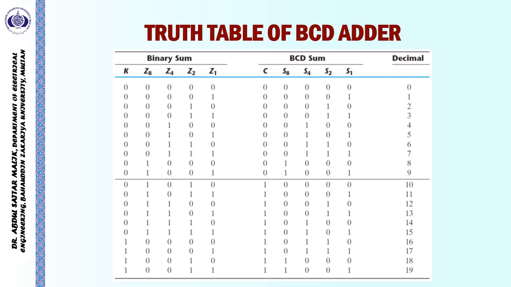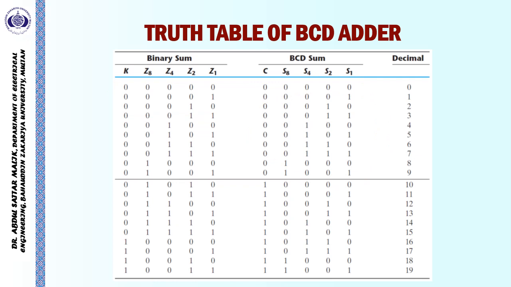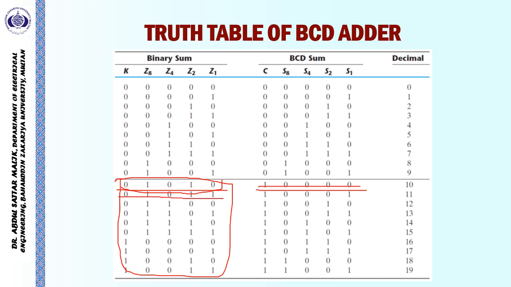So if we closely look at these tables, when the binary sum is less than or equal to 9, then there is no difference between the binary sum and the BCD sum. But when the binary sum is 10 or more than 10, up to 19, we can see that there is a very interesting similarity. If we take it as a binary number, this binary number is 10 and this binary number is 16. If this binary number is 11, this binary number is 17. This binary number is 12 and this binary number is 18.